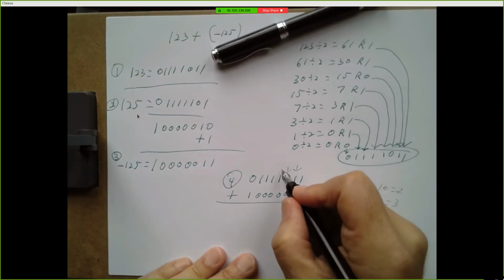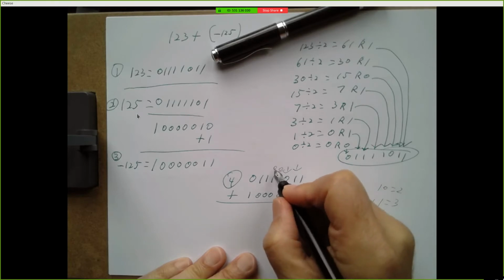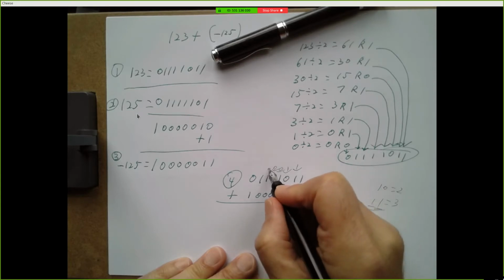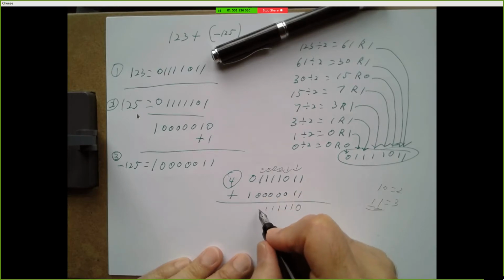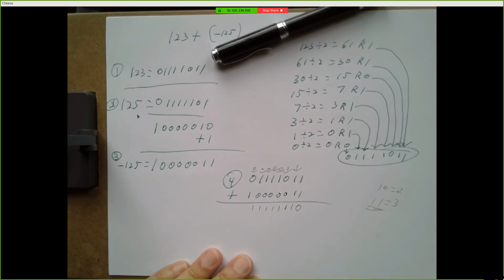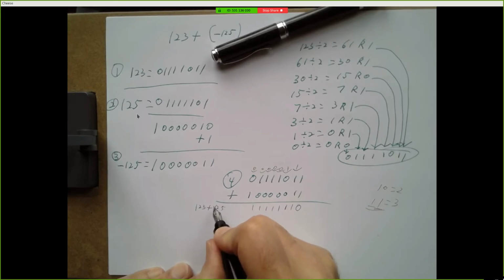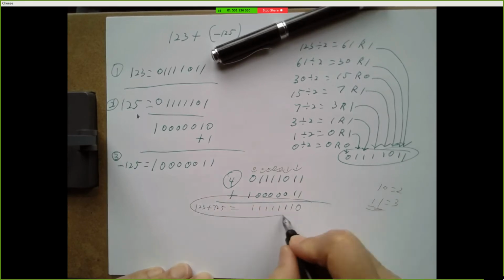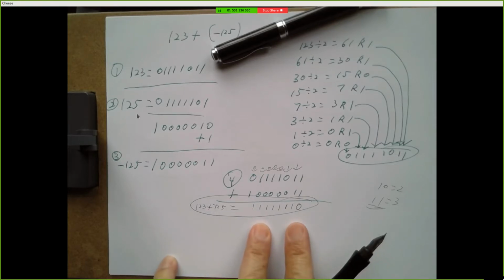With no carry, 0 plus 1 plus 0 is 1. With no carry, 0, 1, 0 is 1, and we don't have any carries anywhere in sight. 0 plus 1 plus 0 is 1. With no carry, 0, 0, 1 is 1. So this is 123 plus negative 125. So this is your answer in binary. Okay, it's guaranteed that's what your sum is in binary.